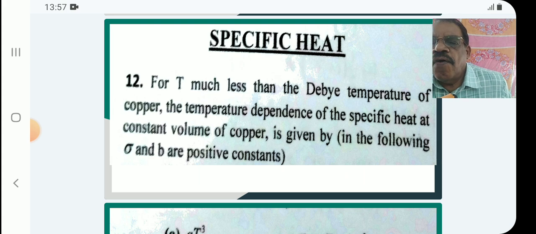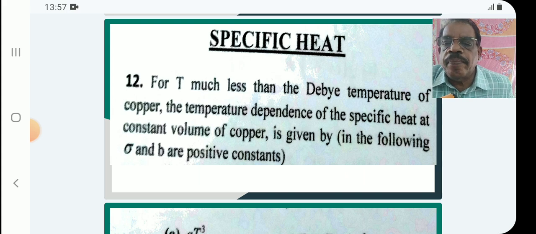Next question. For T much less than the Debye temperature of copper, the temperature dependence of specific heat at constant volume of copper is given by the following. Sigma and B are positive constants. And you remember Debye temperature, Einstein's temperature, etc., we study.